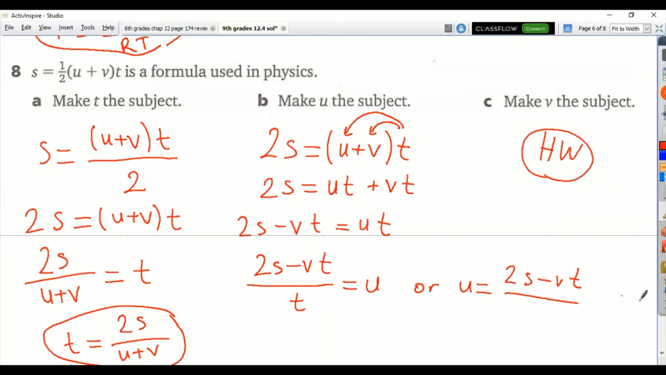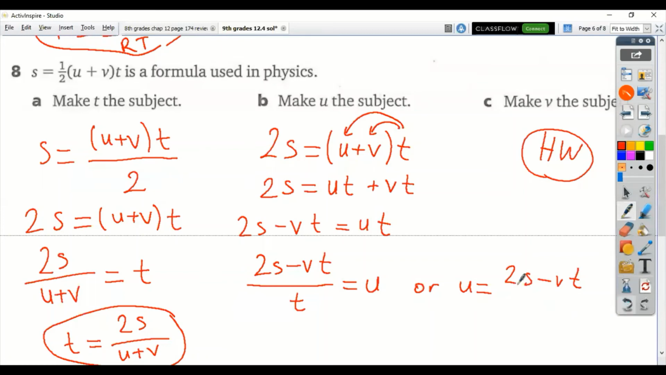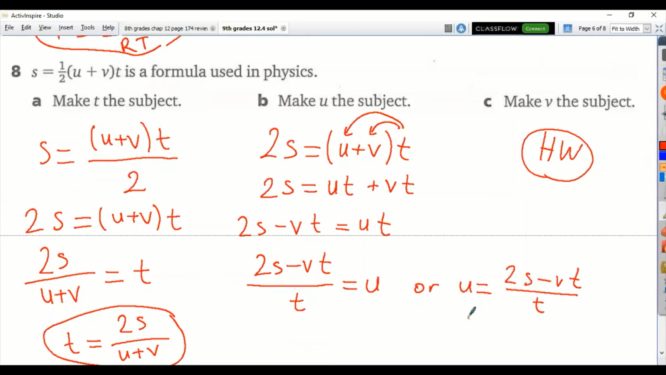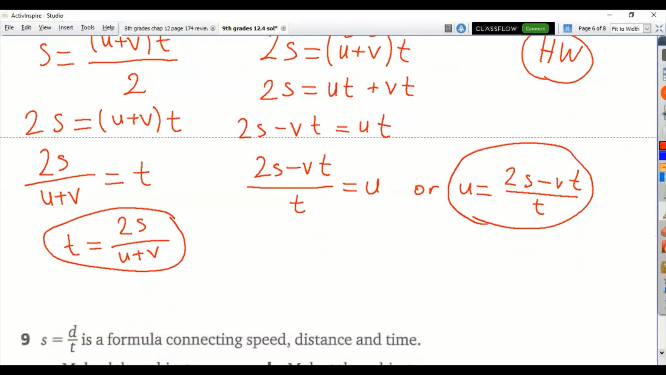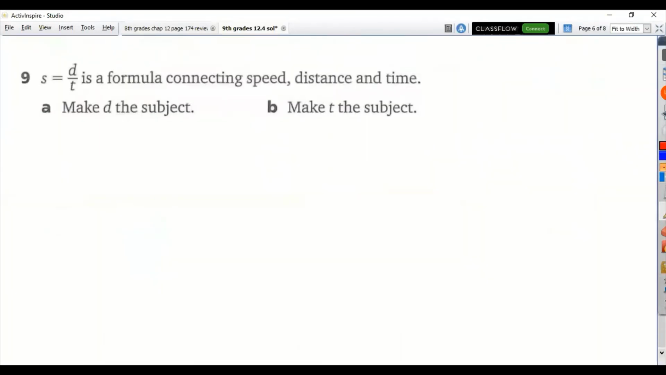You know, formulas are generally written like this: U equals, F equals, Celsius equals, C equals. Better to write the unknown, the subject, on the left. This is something very simple. S equals D over T. This is a formula connecting speed, distance, and time.